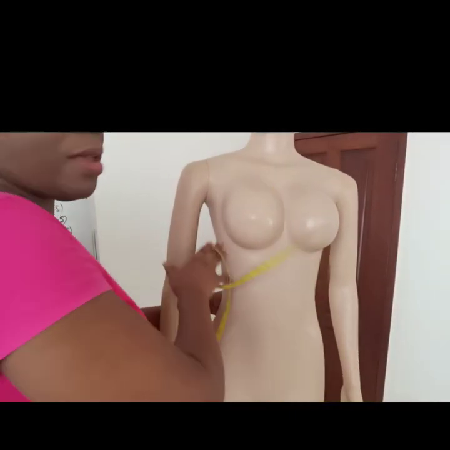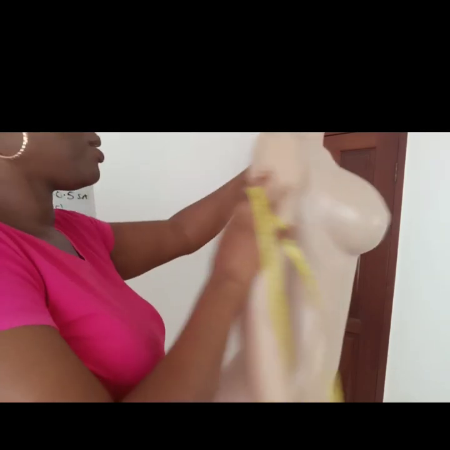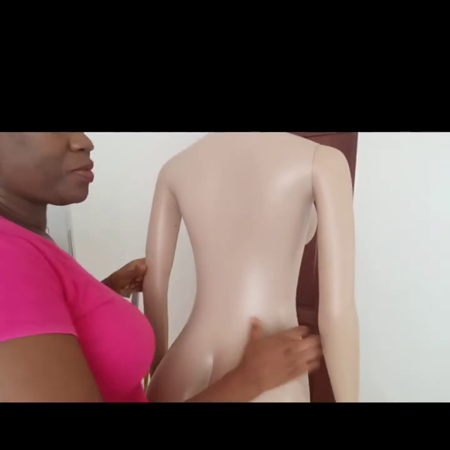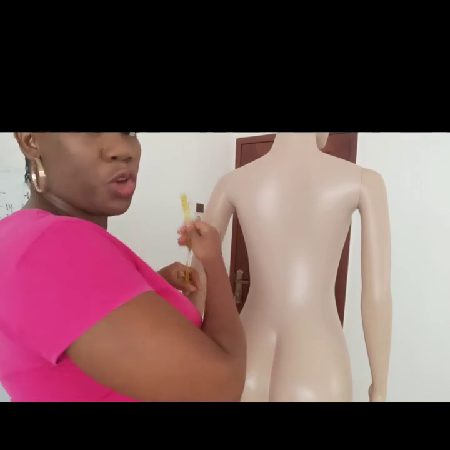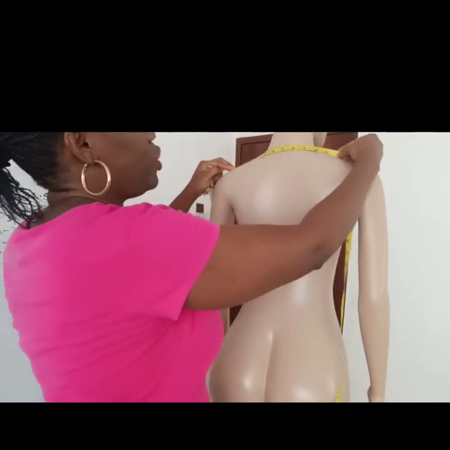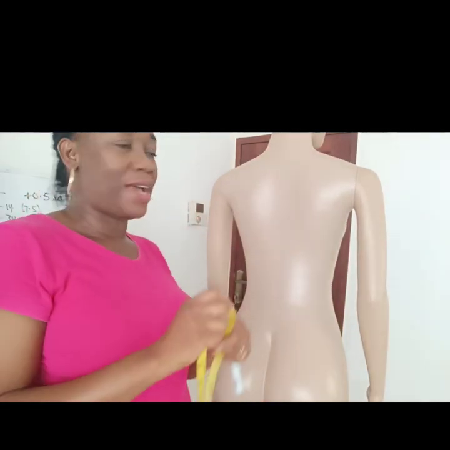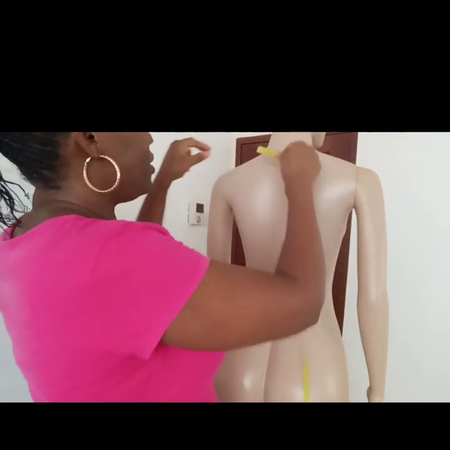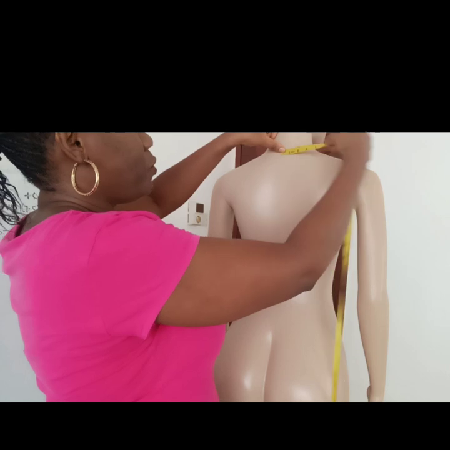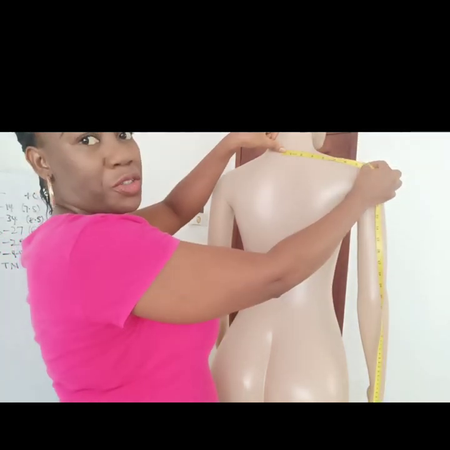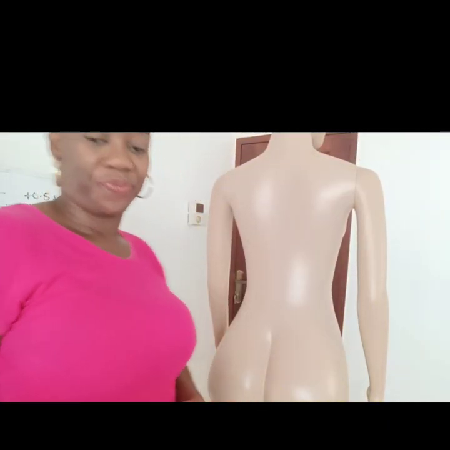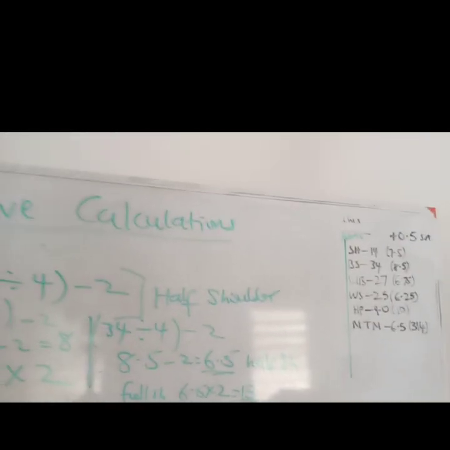So this is what we are saying. They work vice versa. For example, if you want to measure the armhole depth and you know your shoulder, you simply measure your shoulder and divide by 2 and it will give you your armhole depth. So if the armhole depth is 7, that is half of the shoulder. To get the full shoulder, you simply multiply by 2.